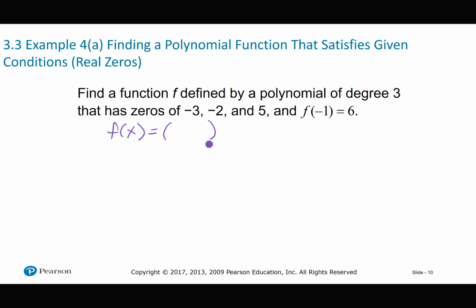So if -3 is a 0, what's my binomial going to be? What am I going to put in here? If -3 is a 0, what's my binomial? x plus 3. If -2 is a 0, that would be x plus 2. If 5 is a 0, that would be x minus 5.